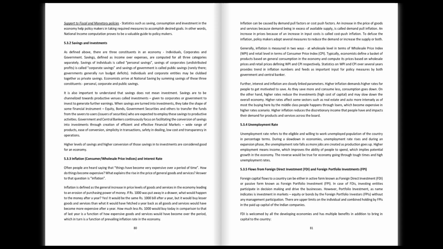Savings and investments. As defined above, there are three constituents in an economy: individuals, corporates, and government. Savings, defined as income over expenses, are computed for all three categories separately. Savings of individuals is called personal savings, savings of corporates, undistributed profits, is called corporate savings, and savings of government is called public savings. Rarely are there surpluses, as governments generally run budget deficits. Individuals and corporate entities may be clubbed together as private savings. Economists arrive at national saving by summing savings of these three constituents: personal, corporate, and public savings.